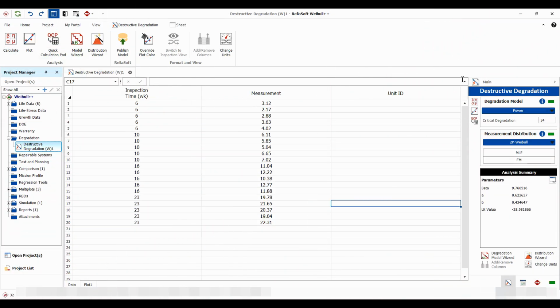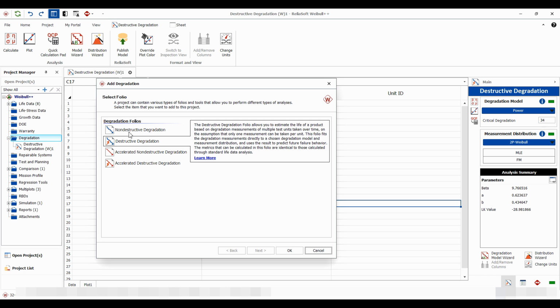In this video, we're going to consider the destructive degradation facility that is available in Weibull++. To create a destructive degradation analysis, we go onto degradation, right-click, add degradation, and then in Weibull++ we have a non-destructive degradation, which allows for multiple measurements, and a destructive degradation, which allows for one measurement, because after that the sample cannot be used again.